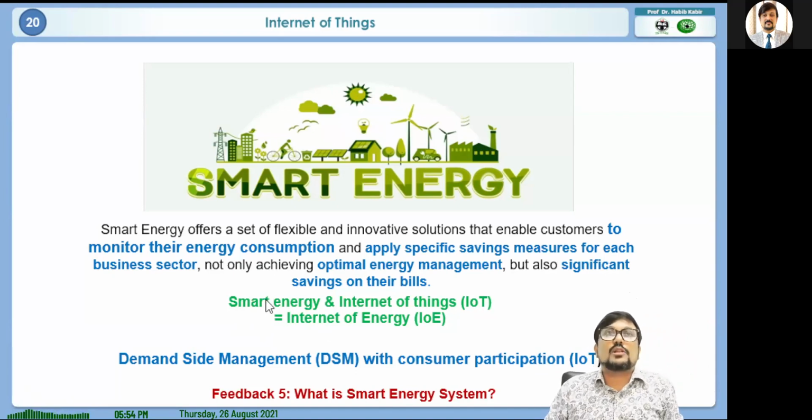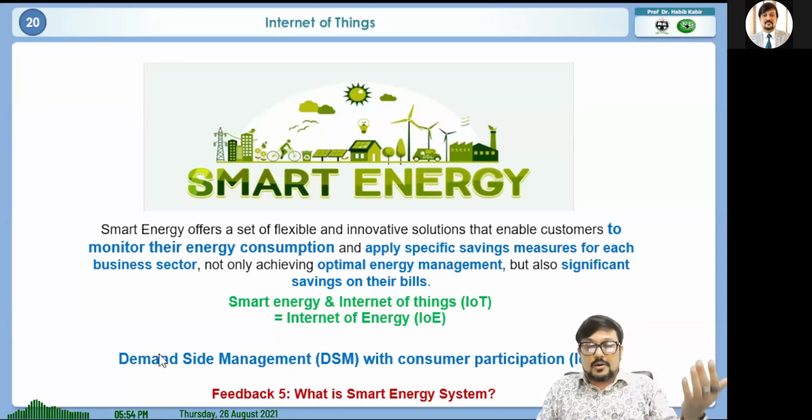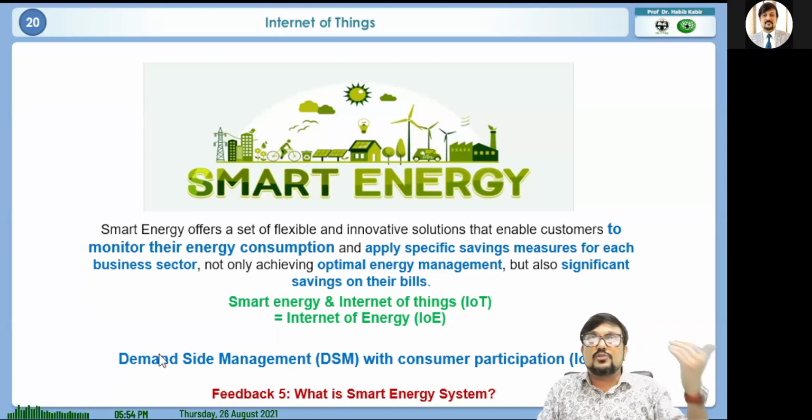Okay, so I call this one, smart energy plus Internet of Things, which can be termed Internet of Energy, IoE. You will know this term if you deal with power, with demand side management, DSM. So what is the traditional demand side management?